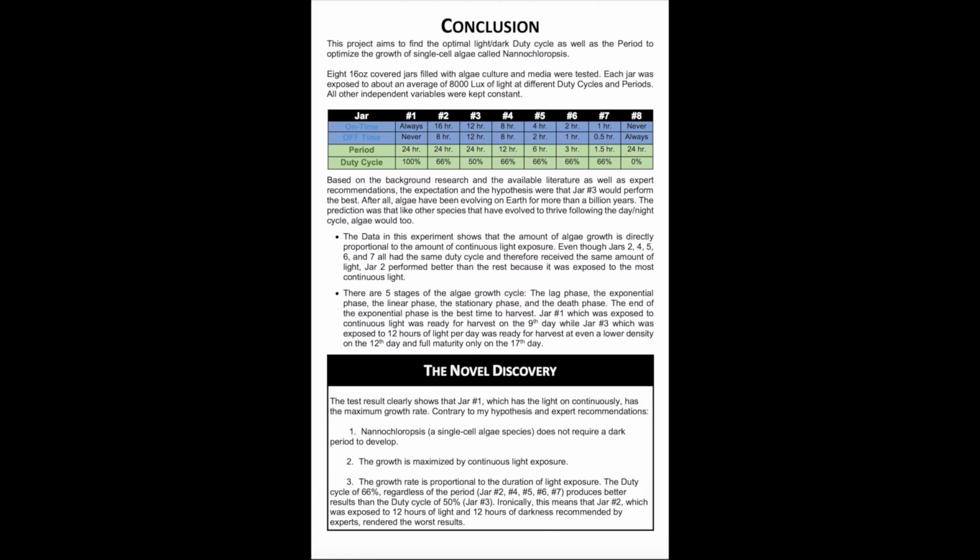So, what's to learn from this experiment? Well, basically, the more continuous light exposure and the higher duty cycle that is given to Nannochloropsis algae, which is single cell, the more it grows, meaning that it doesn't need a dark cycle.